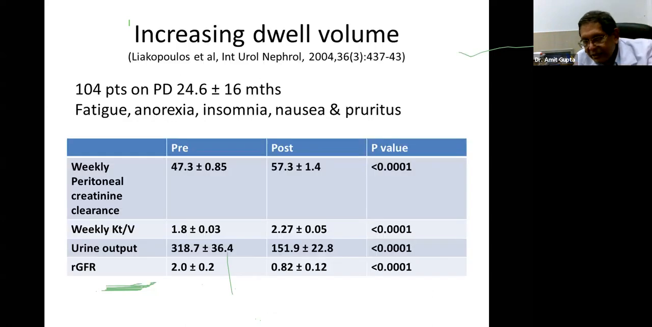And this was an interesting publication made in 2004, which showed that by increasing the dwell volume, the fill volume, they were able to reduce the incidence of fatigue, anorexia, insomnia, nausea, and pruritus. This came down. Of course, the urine output came down because of the larger volumes and more dialysis that you were giving, but they were able to reduce these symptoms by increasing the dwell volume.